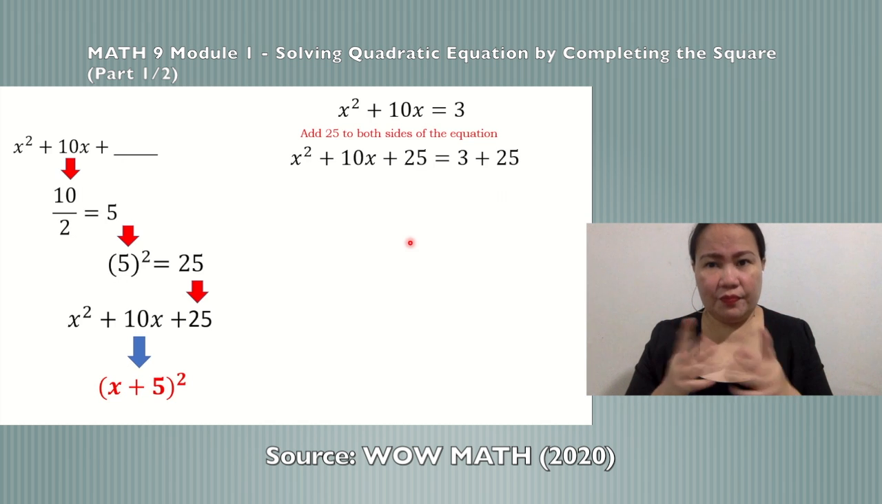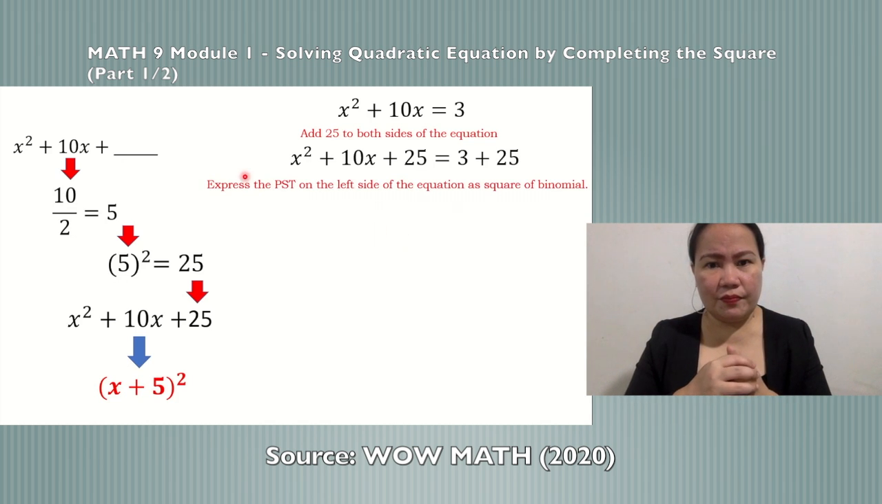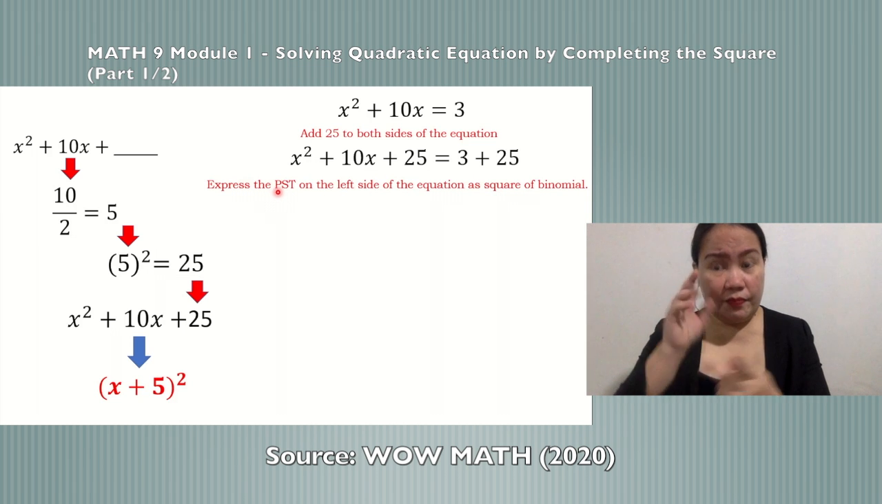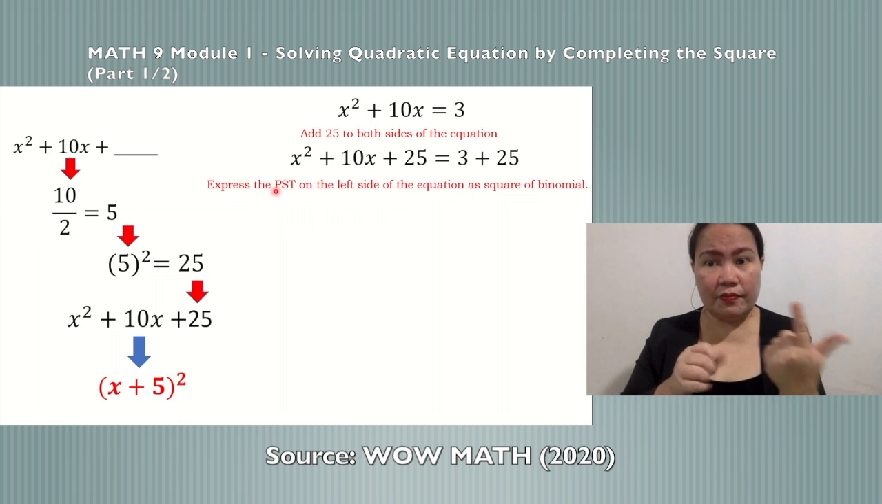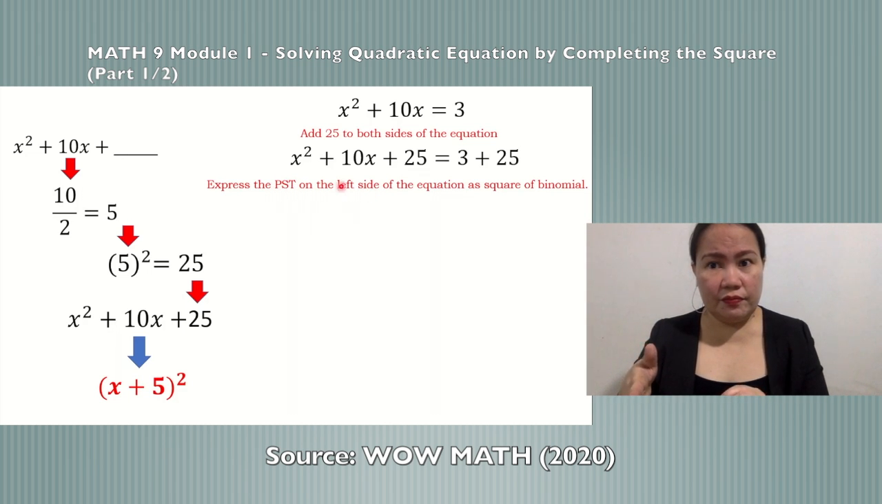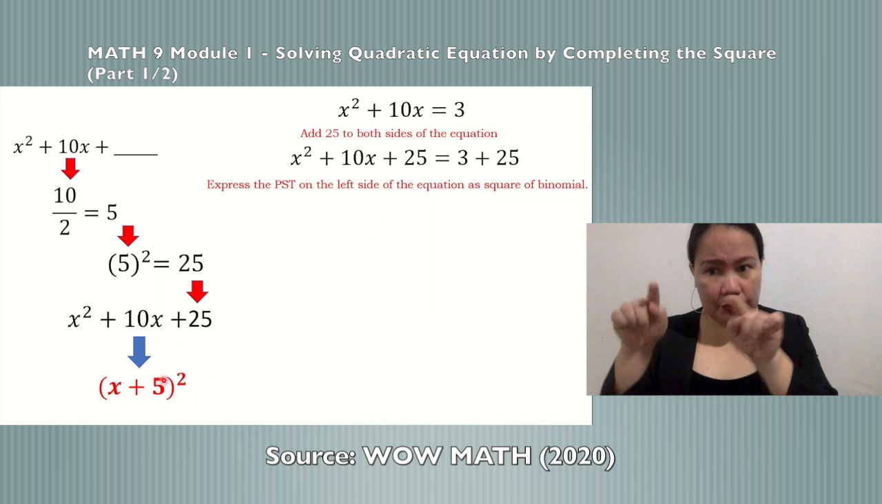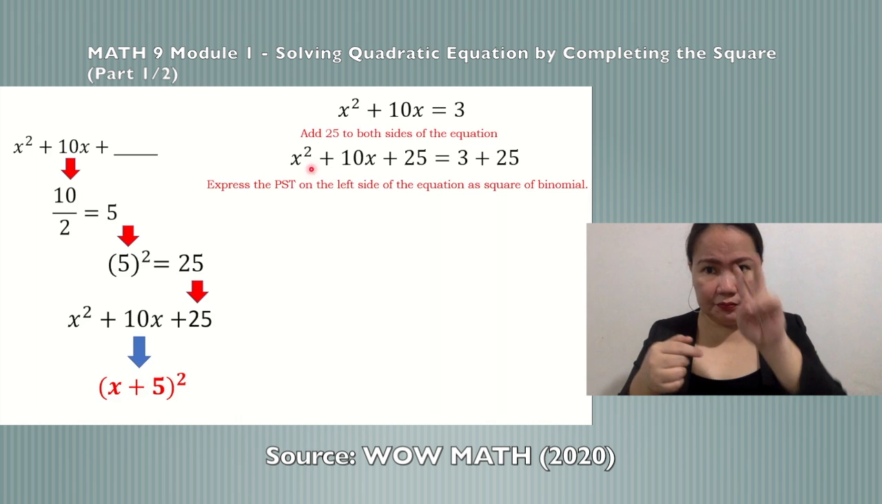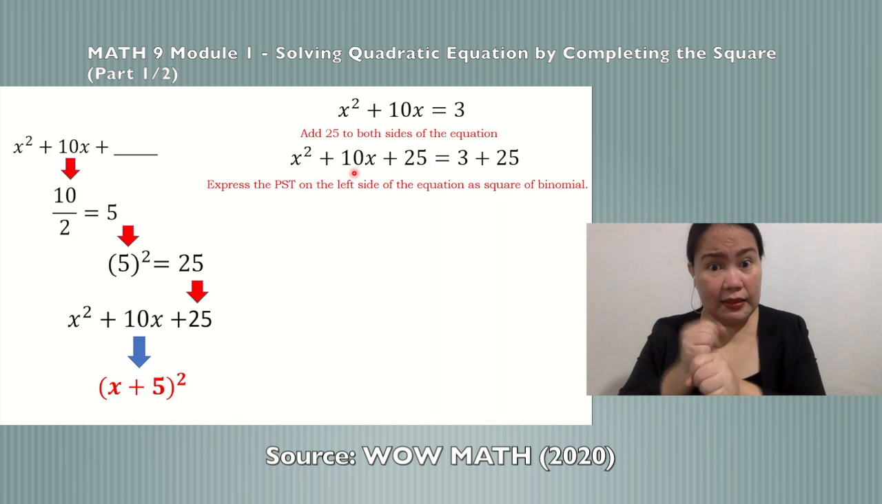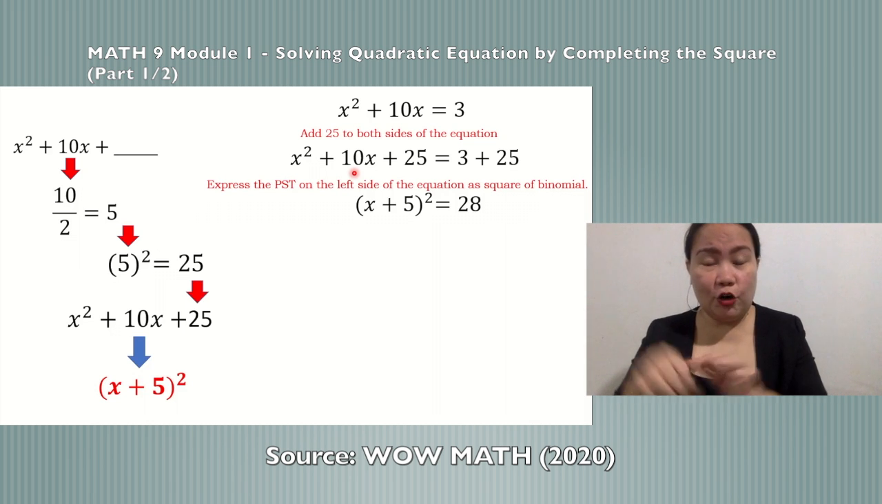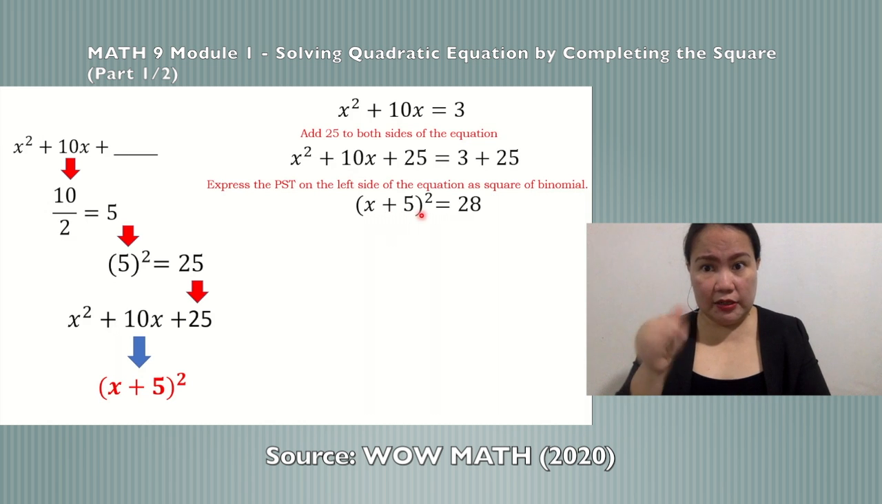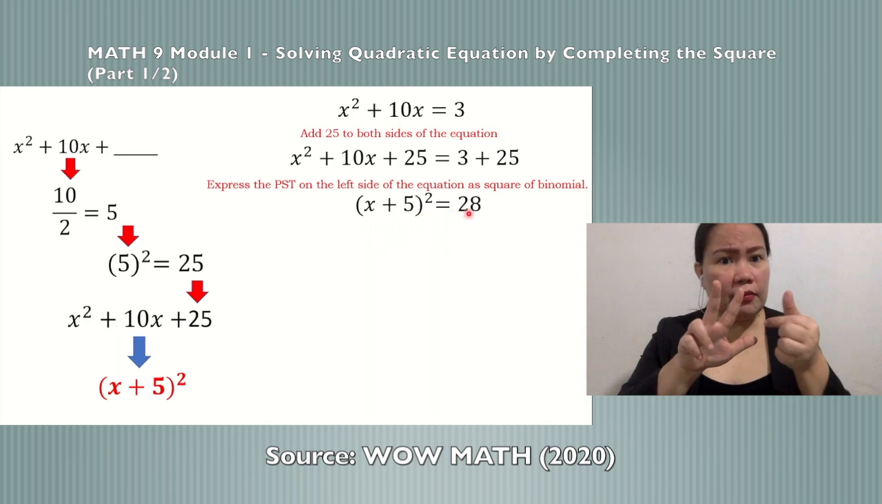So, after nyan, anong gagawin? Express the perfect square trinomial. So, yung PST, perfect square trinomial, on the left side. Asan yun? Ito yon. Gagawin daw natin yan as square of binomial. Yung ginawa nyo, ito na yon, yung x plus 5 squared. So, gagawin daw natin tong nasa left side as square of binomial. So, that will be x plus 5 squared is equal to 28.